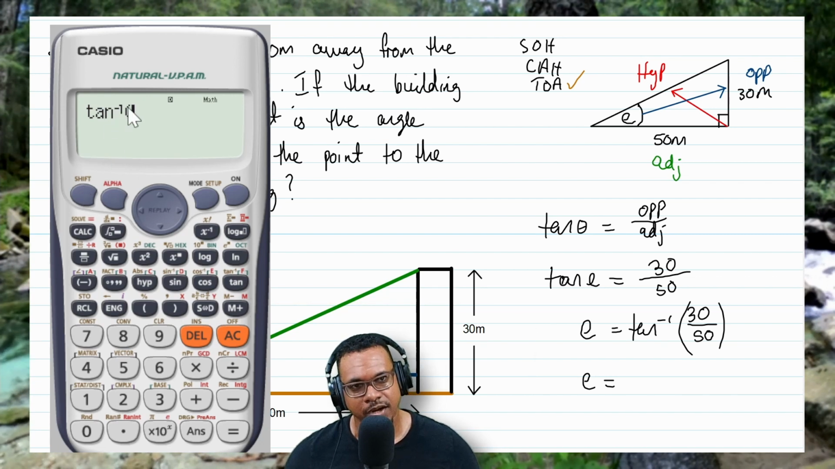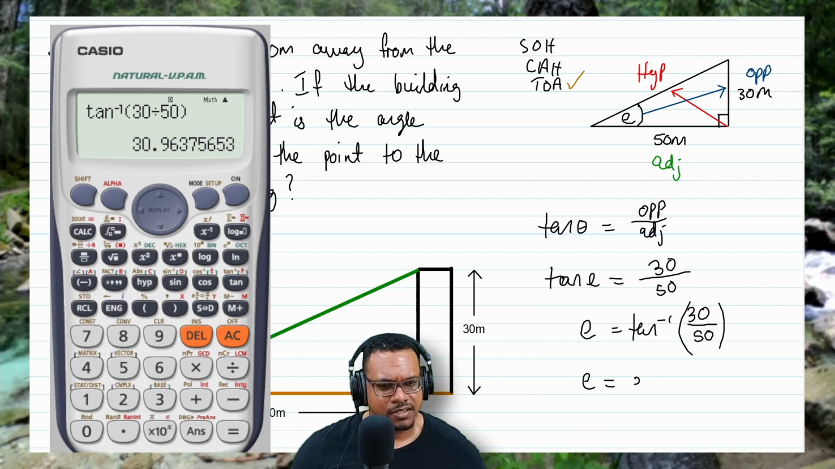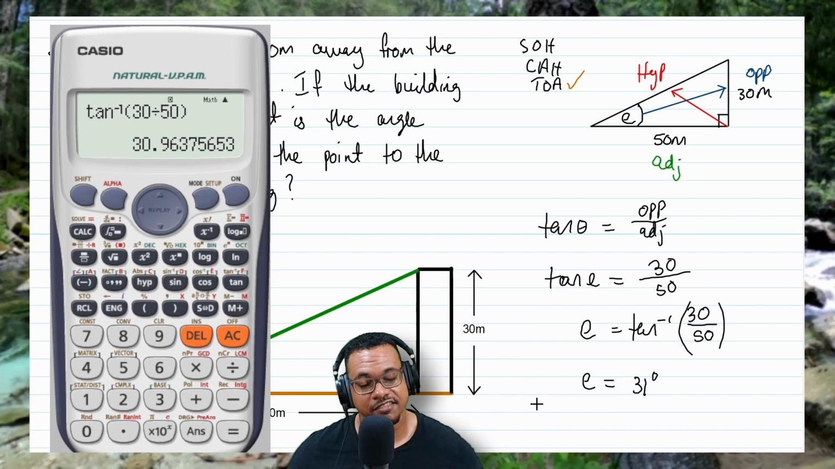Now on this calculator, the brackets open one time. If your calculator didn't open brackets one time, you'll have to open brackets. And then you're going to put 30 divided by 50, and then close the brackets and press equal. And we get 30.96. So writing this to three significant figures, that's 30.9. We stop at the 9. After the 9 is a 6, so this 9 goes up by 1, which will carry this 0 up by 1. So we just have 31 degrees. So my angle of elevation would be 31 degrees to three significant figures.